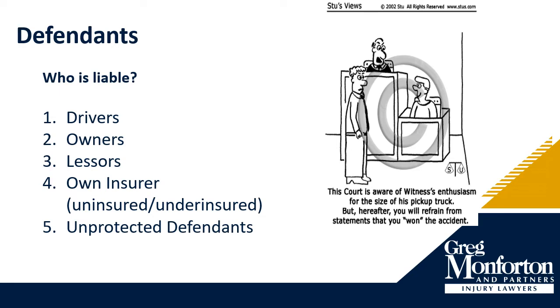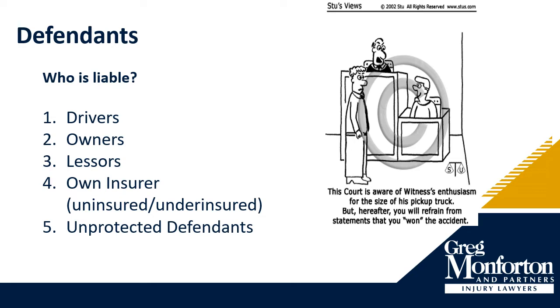The driver is the obvious defendant to include. So, the driver's the one that blew the stop sign or rear-ended the plaintiff's vehicle. So certainly the driver would be included. Number 2 would be the owner of the vehicle the driver is driving. Number 3 would be lessors, so if the owner leased it through Ford Credit, for example. Number 4 would be the individual's own insurer, and we talked about uninsured and underinsured benefits.